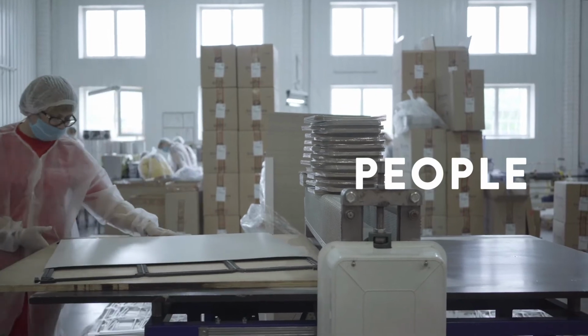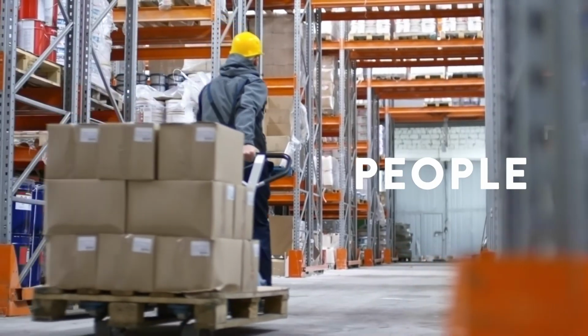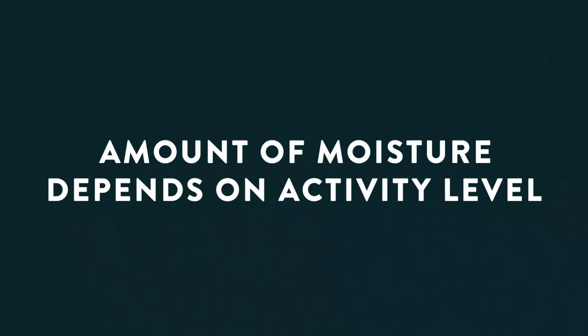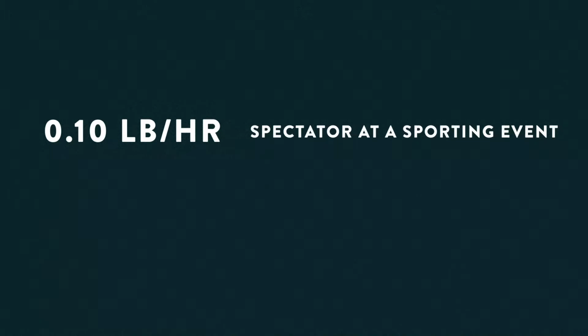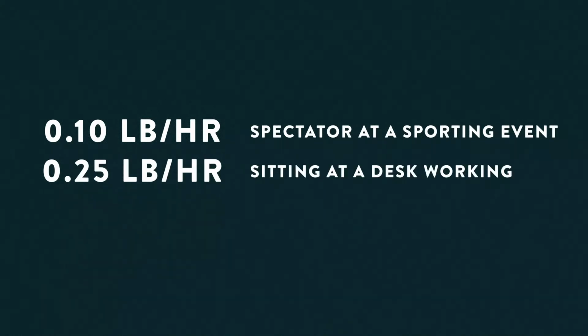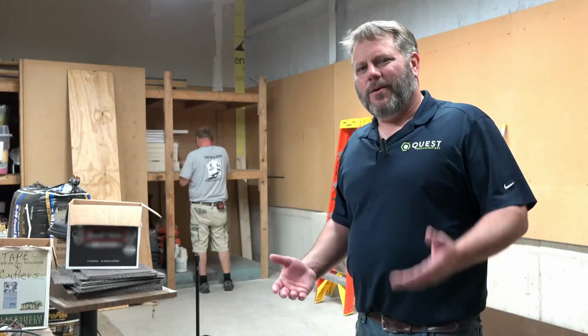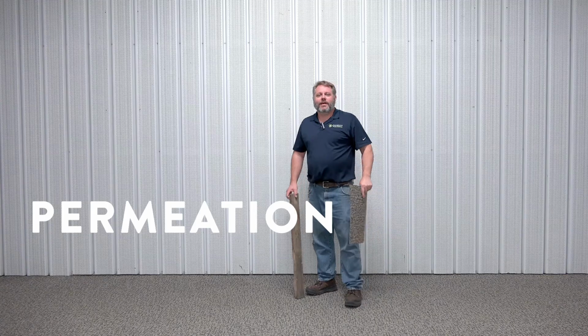People can be a large source of moisture in your facility that we can't get rid of. The amount of moisture they're putting off is dependent upon what their activity level is. Anywhere from 1/10 of a pound per hour for a spectator at a sporting event, 1/4 pound per hour for someone sitting at a desk, or a finely tuned athlete like an NBA star, an NHL star, or a curling superstar. They're putting out almost 1 pound per hour. We need to take care of that moisture.